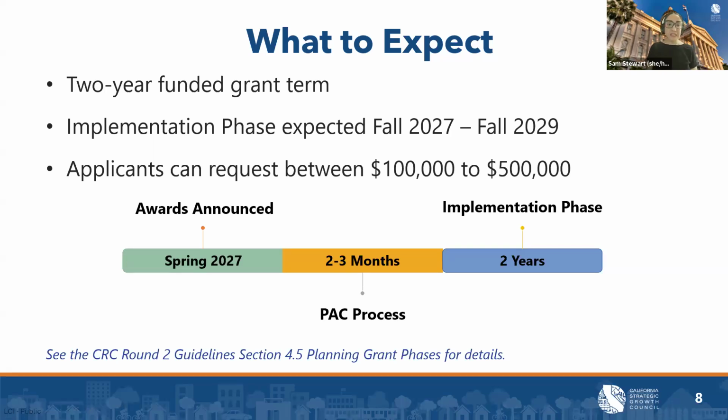SGC plans to announce planning grant awards in spring 2027. The lead applicants will then enter into a post-award consultation process with SGC for 2 to 3 months and then can begin their 2-year planning grant activities.